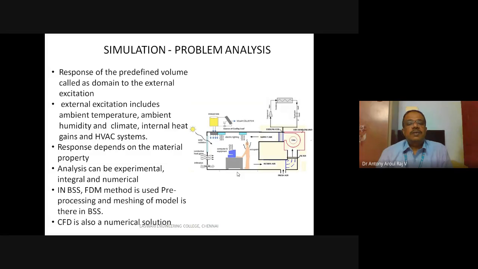Also, we should know that CFD is also a numerical solution. So what is the difference between a CFD solution and an energy simulation solution? In an energy simulation solution, we will be solving only the thermal energy equation. But in a CFD solution, we will be solving the flow equations such as the continuity equation, momentum, and energy. So all the equations we will be solving. That is the difference between CFD solutions and energy simulation solutions.